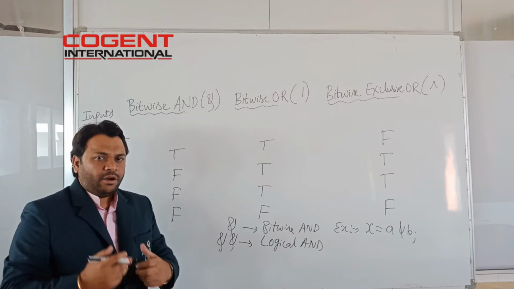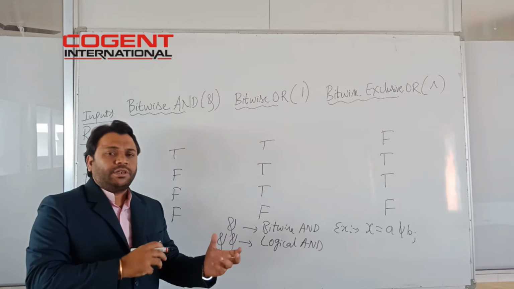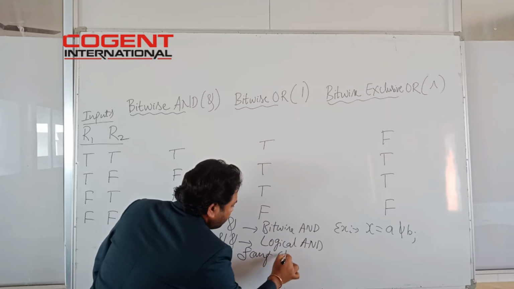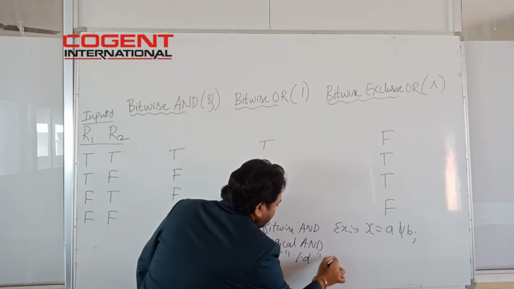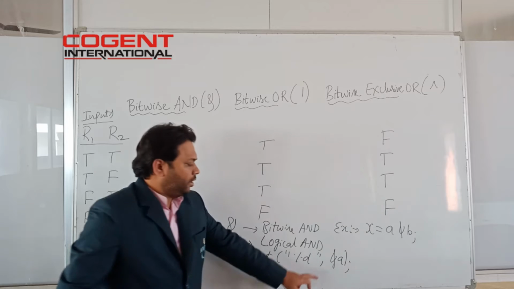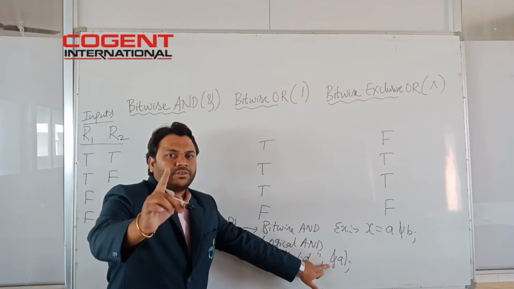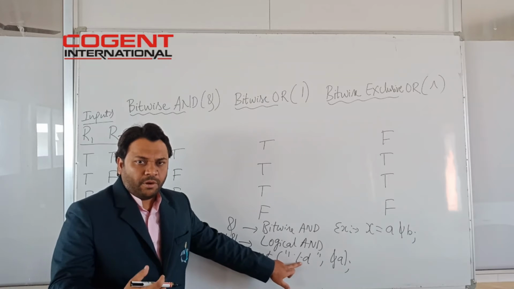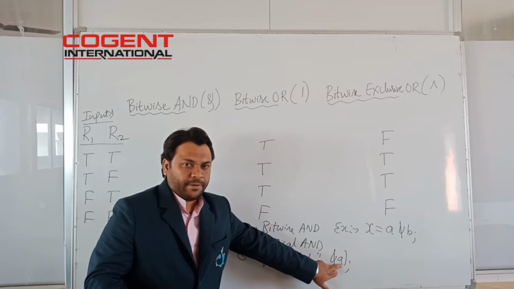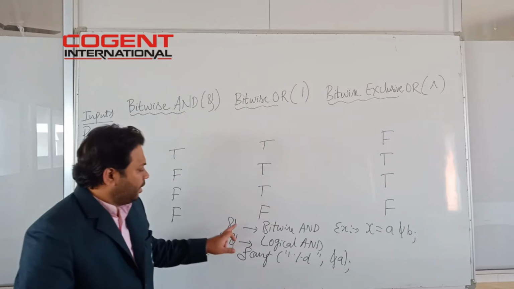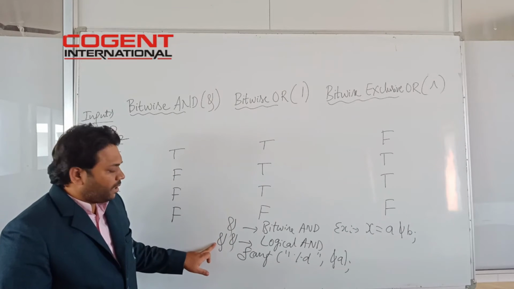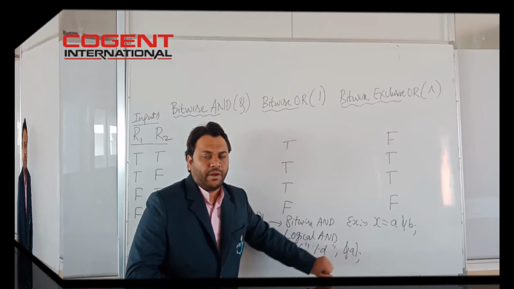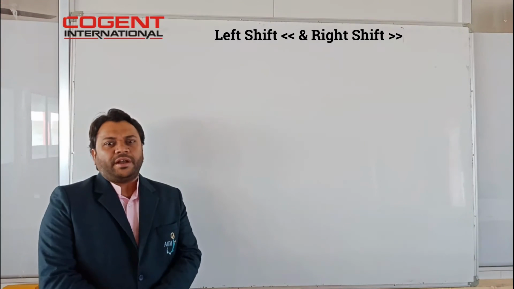Suppose the AND symbol is used with a variable in the scanf statement. For example, scanf("%d", &a). At that time, this indicates the address of a. So the value will be read from the keyboard and stored at the address of a. Please be clear about this single AND operation, the double AND operation, and the AND symbol used with the variable a. Now we'll understand the left shift and the right shift.